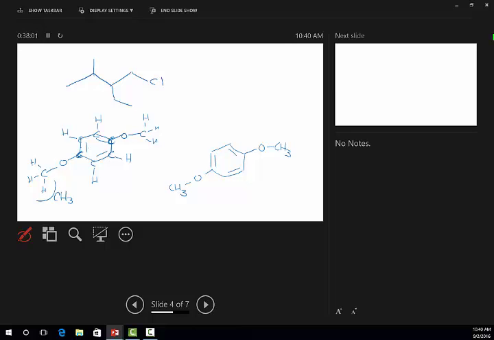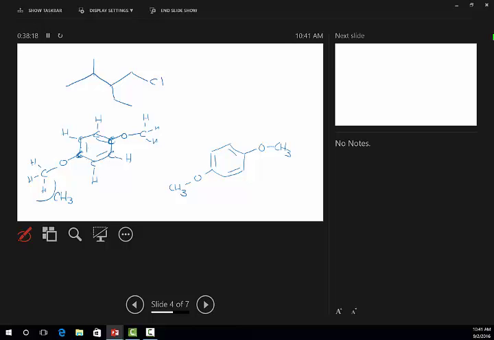Take that one and draw it out and expand it. Expand it with all the hydrogens explicitly first, and then condense it down to CH2s and CH3s.